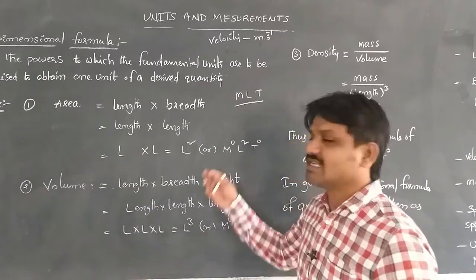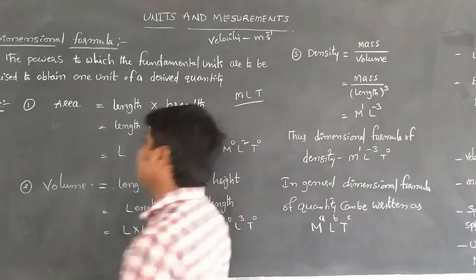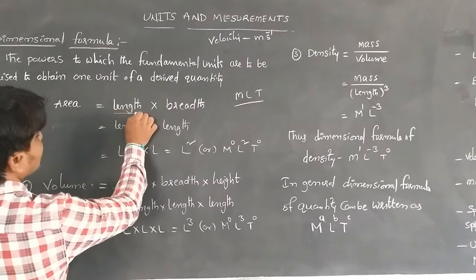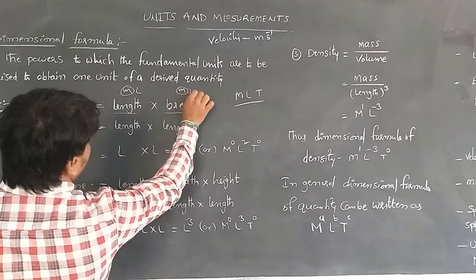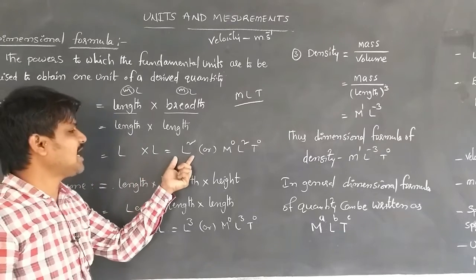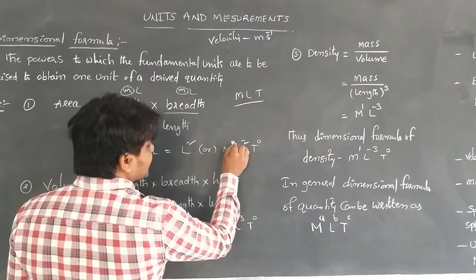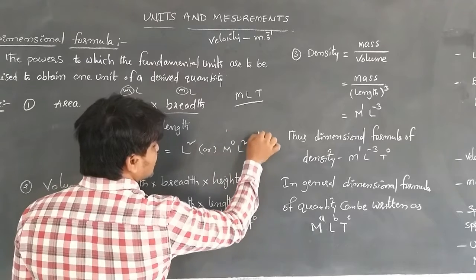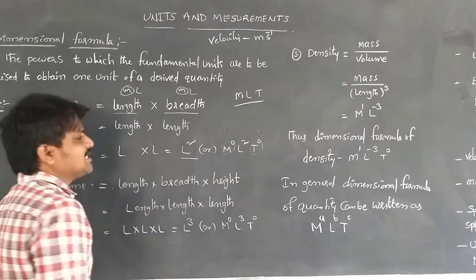Let's take some examples. The first is area. Area is measured as length into breadth. Length is in meters and breadth is also in meters, both are lengths. So length into length is L square. In terms of L square we can say it is M power 0, L power 2, T power 0. We know that M power 0 is equal to 1 and T power 0 is equal to 1, so they have no value. So we can say it is only L square.